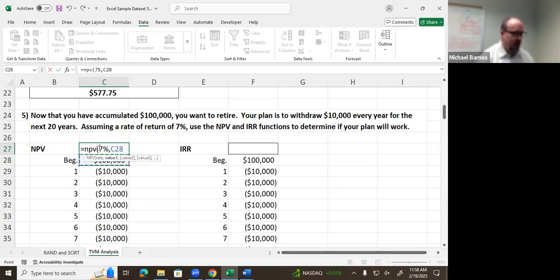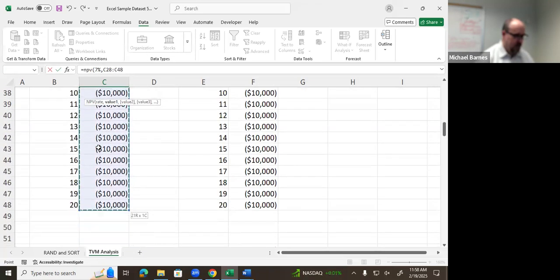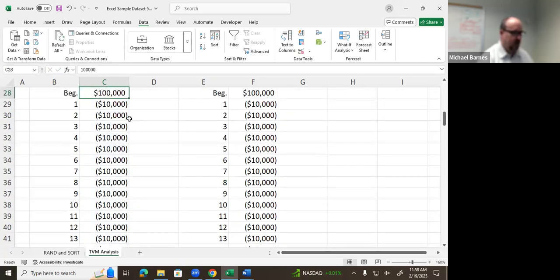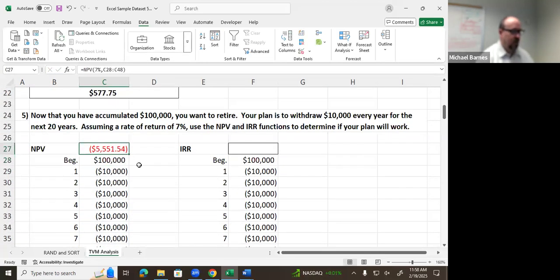And then we're just going to highlight C28 through C48. So 7% and then C28 through C48, because it can actually recognize the series. And it says that our net present value is negative $5,551.54. What does this tell us right here?